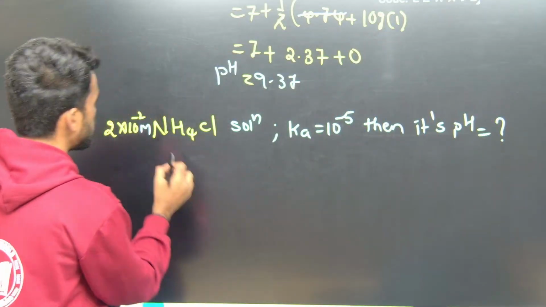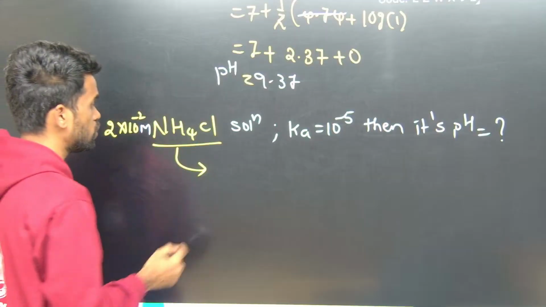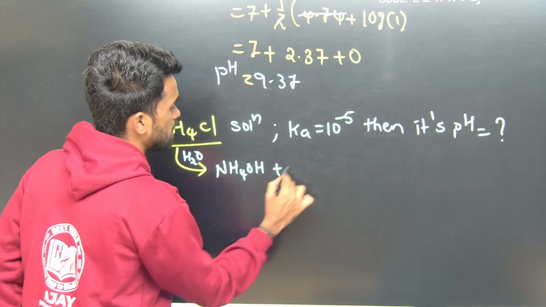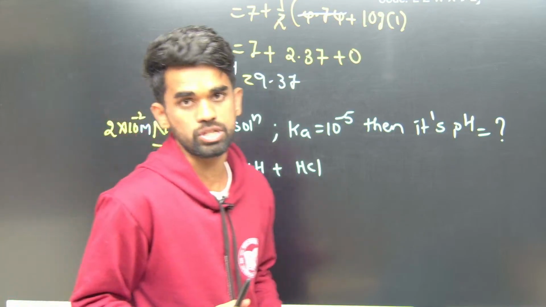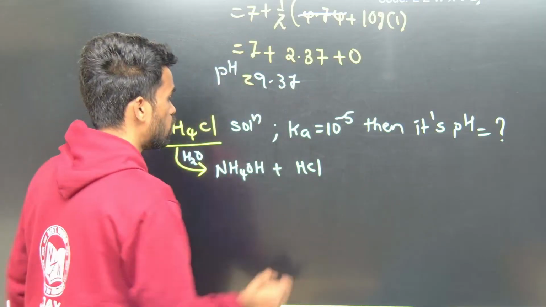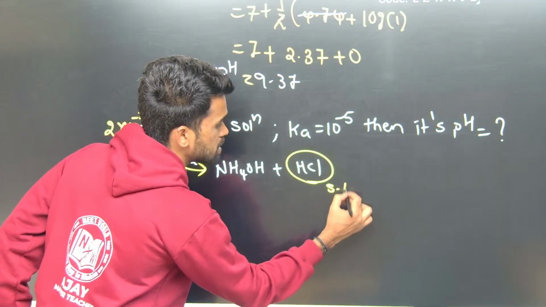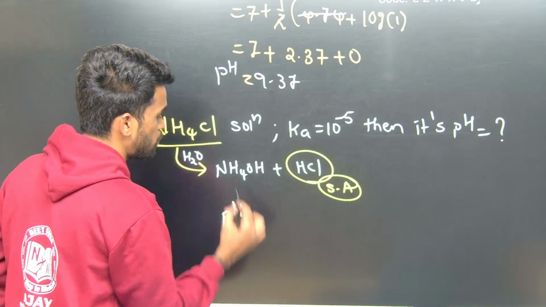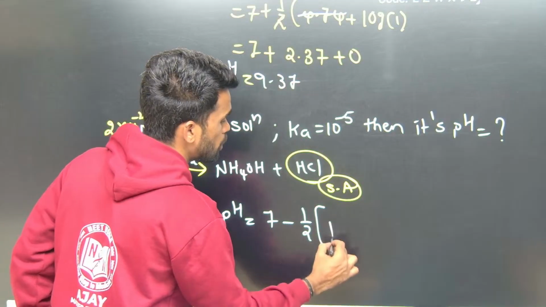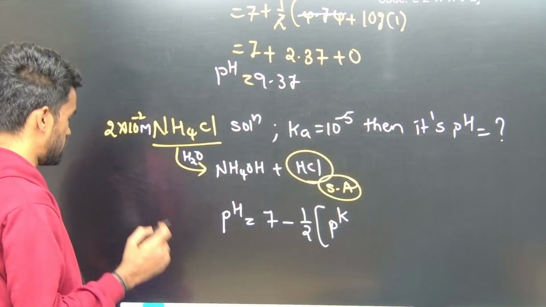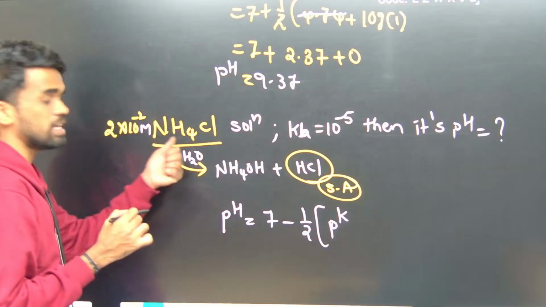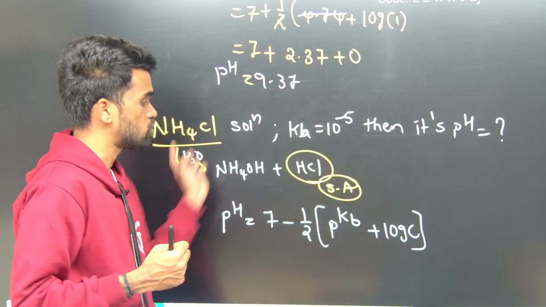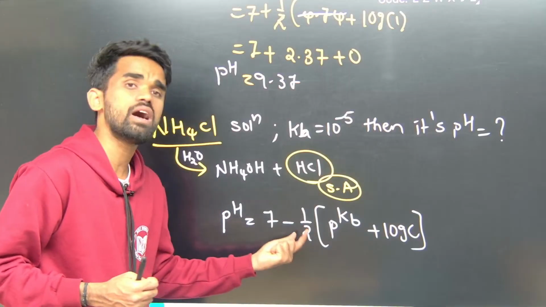Very simple. Now look at here, NH4Cl. What is the product formed here? Upon hydrolysis, we'll get NH4OH plus HCl. This is a JEE Main 2022 question, a previous year question. The resultant solution has a strong acid, therefore the solution will be acidic in nature. Therefore pH is definitely less than 7, so pH equals 7 minus half into pKa. Here they will mention this is pKb, because NH4OH is a weak base, so pKb plus log C, you take and substitute the values over here and you will get the final answer.